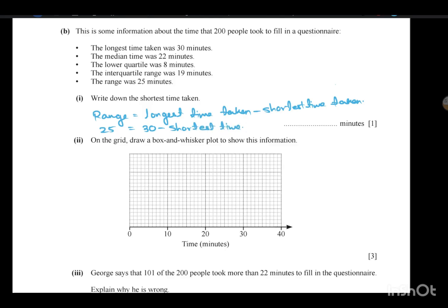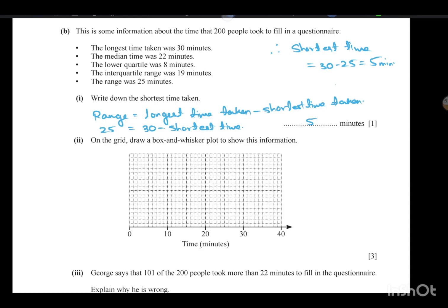To get the shortest time, what we have to do is 30 minus 25. So, therefore, shortest time is equal to 30 minus 25. That is 5 minutes, sorry. The shortest time taken is 5 minutes.